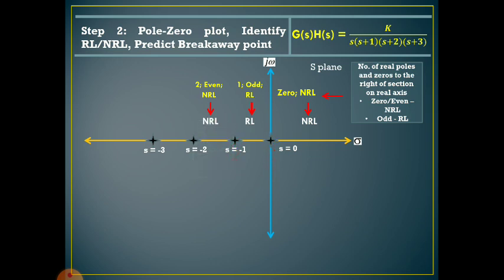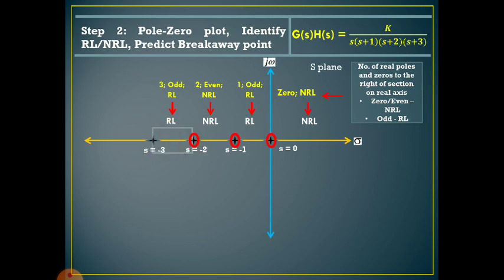Now similarly, we will consider the section between minus 2 and minus 3. So now with respect to the right of the point s is equal to minus 3, you have to count how many real poles and zeros are there. Again, 1, 2 and 3. Since we have 3 poles to the right of the point s is equal to minus 3 and 3 is an odd number, this particular section between minus 2 and minus 3 is considered as root locus.